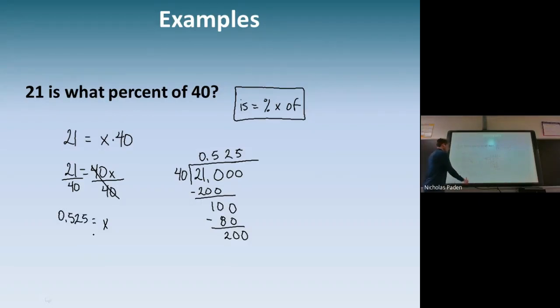0.525. Now, when we get 0.525, think about what we are trying to find. We are trying to find the percent. And we get a decimal here, 0.525. What do you think we need to do with that 0.525? Anytime we are trying to find the percent, we should get a percent. And so what we need to do with this decimal is change it back to a percent. So change it to a percent.